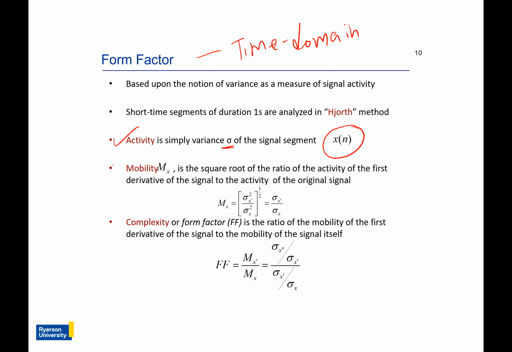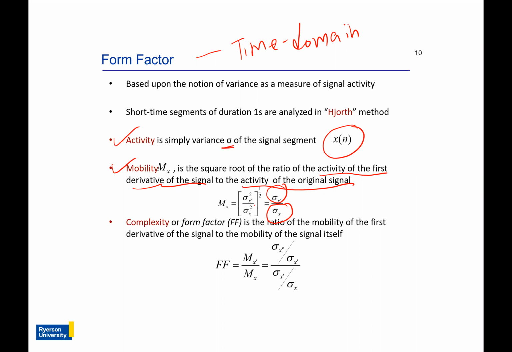Then you can compute what's called mobility. The definition of the mobility feature is a ratio of the activity of the first derivative of the signal to the activity of the original signal. So you take the variance of the first derivative of the signal, divided by the variance of the signal itself. This is one layer above activity. In other words, mobility is the variance of the derivative of the signal divided by the variance of the signal itself.